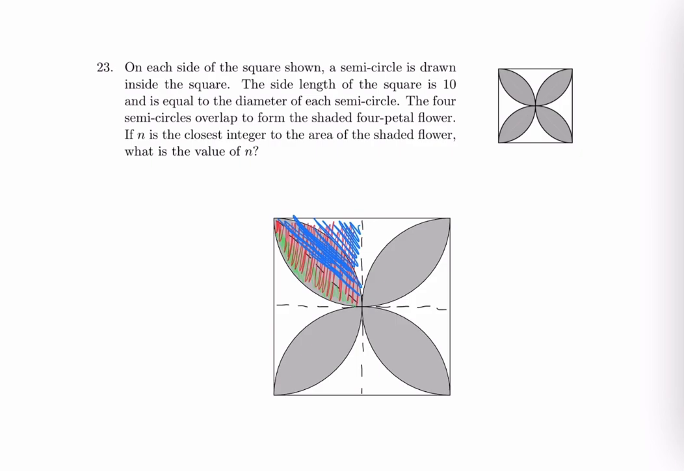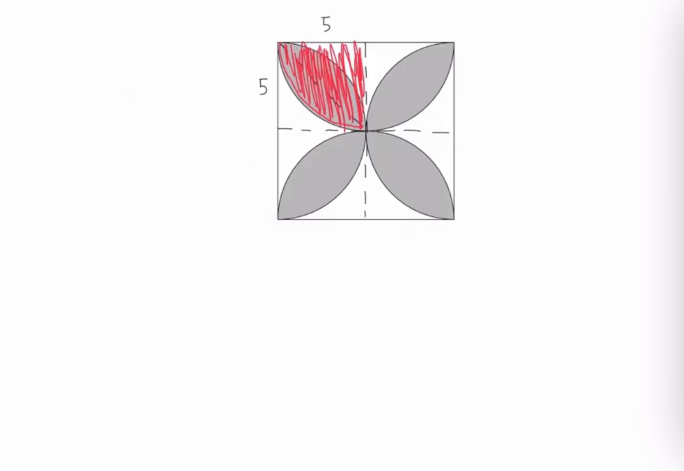And from the problem, we know that the side length of the square is 10, so 10 divided by 2 is 5, and we label these two side lengths. Our first step is to calculate the area of this sector. We know that the area of a circle is pi r squared, so then we can multiply this by 1 over 4 because this sector is 1/4 of a circle.